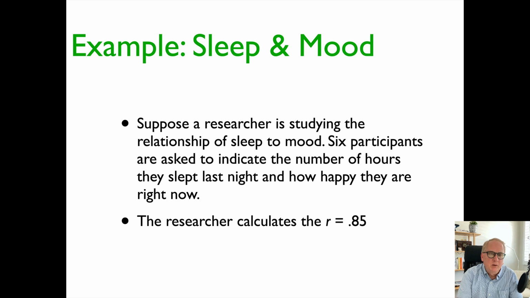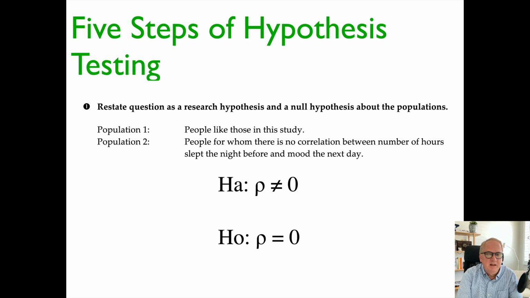And we won't bother to go through the whole calculations again of an R because we just did that a little while ago. Let's just assume, though, that the researcher calculates that the R is 0.85. So that's a pretty high correlation. Now, let's go ahead and walk through the 5 steps of hypothesis testing.